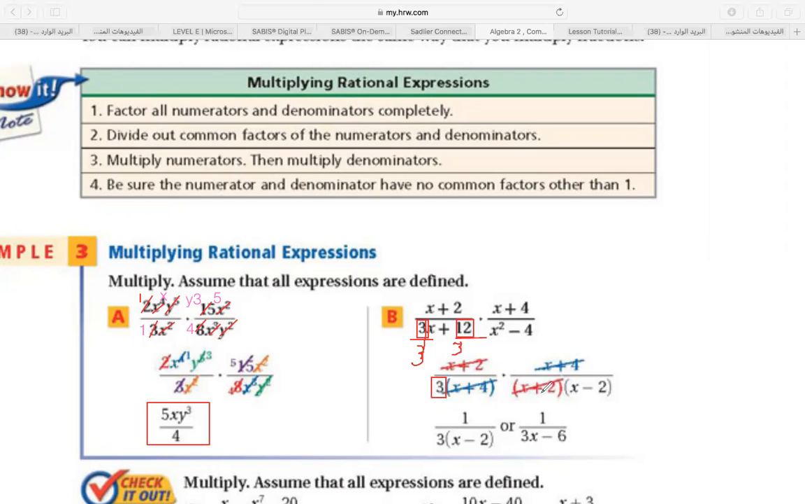X plus 2 can be cancelled by x plus 2 here, and x plus 4 can be cancelled by x plus 4 here. What is left? 1 is left up. Don't forget that 1 is left up, and 3 is left here, and x plus 2, x minus 2 is left here. So I can write it 1 over 3 multiplied by x minus 2, and I can distribute 3x minus 6. This one is correct.